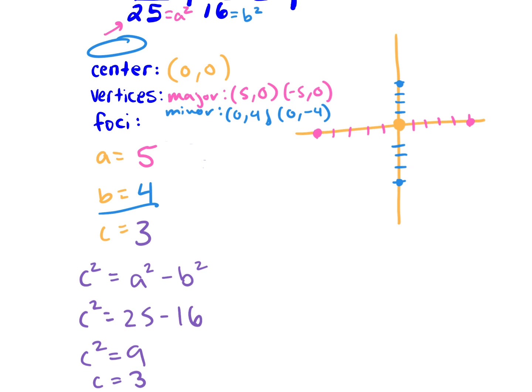Am I going to go up and down or left and right? How do you know you go left and right? Because foci are on the major axis. So since our major axis is horizontal, our foci go left and right. So I go to the right 3 and to the left 3. So my foci would be at 3, 0 and -3, 0.